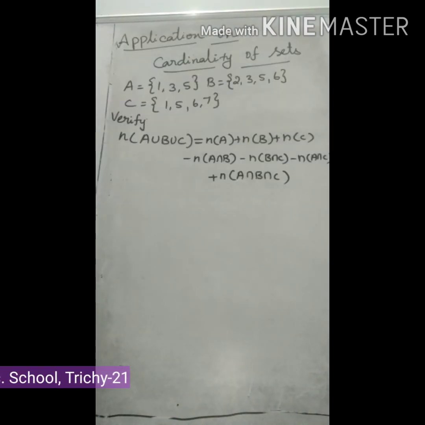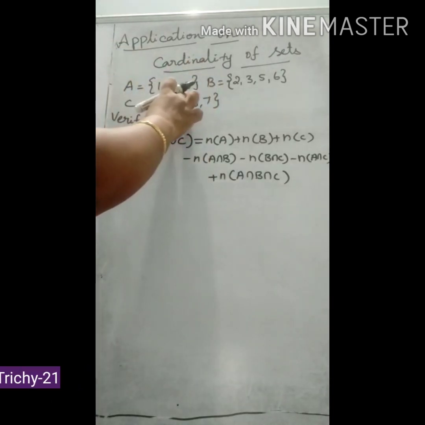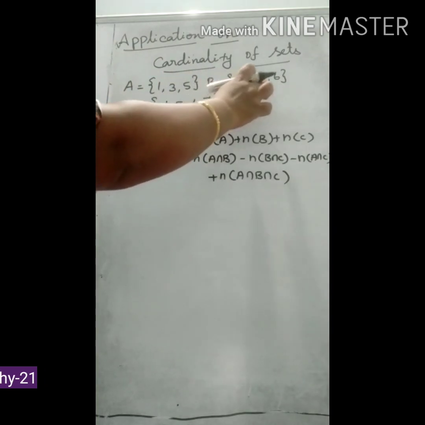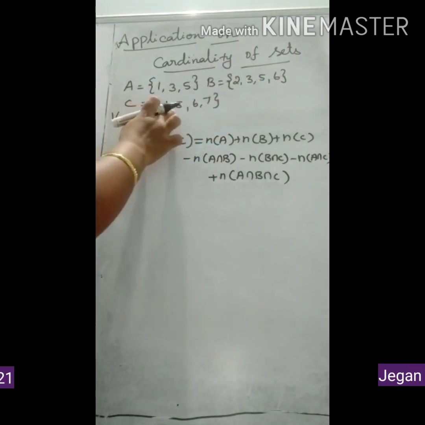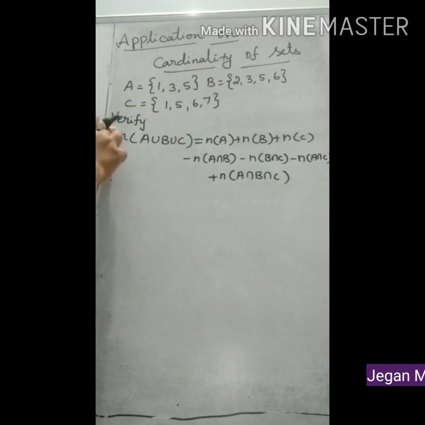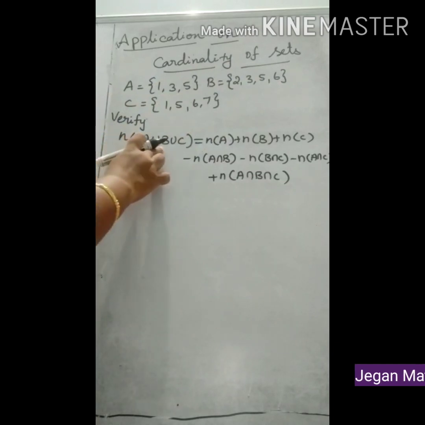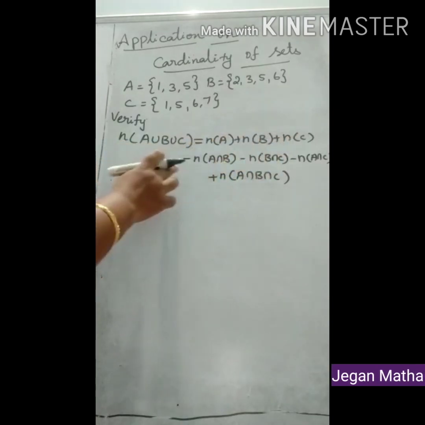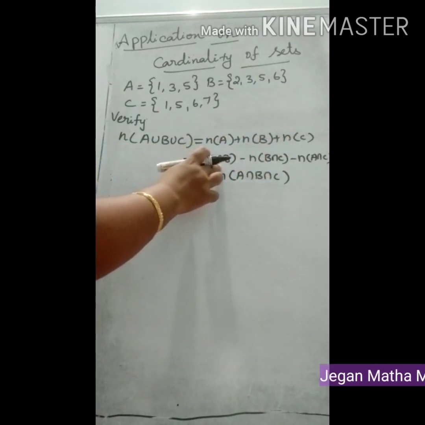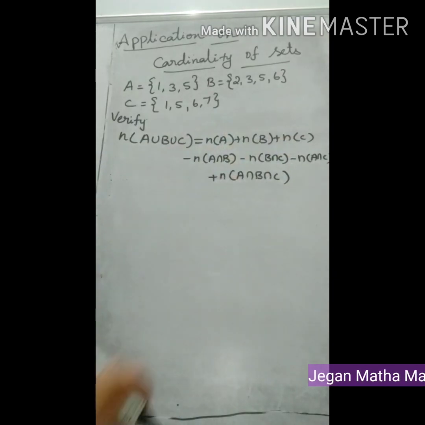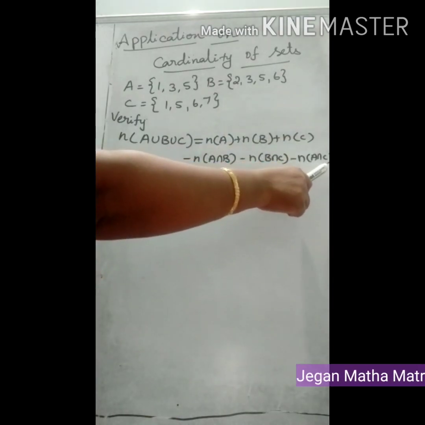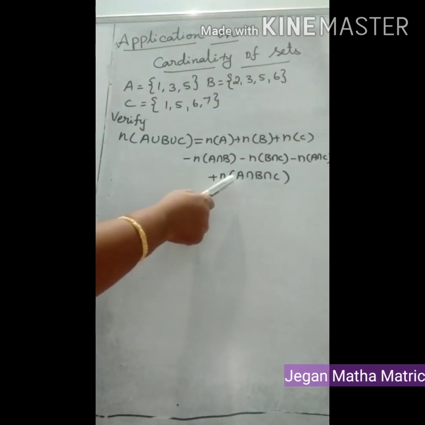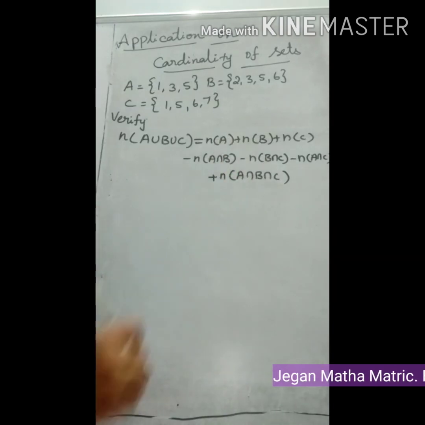Next, let us see one more sum in application on cardinality of sets. A = {1, 3, 5}, B = {2, 3, 5, 6}, C = {1, 5, 6, 7}. Verify n(A ∪ B ∪ C) = n(A) + n(B) + n(C) − n(A ∩ B) − n(B ∩ C) − n(A ∩ C) + n(A ∩ B ∩ C).